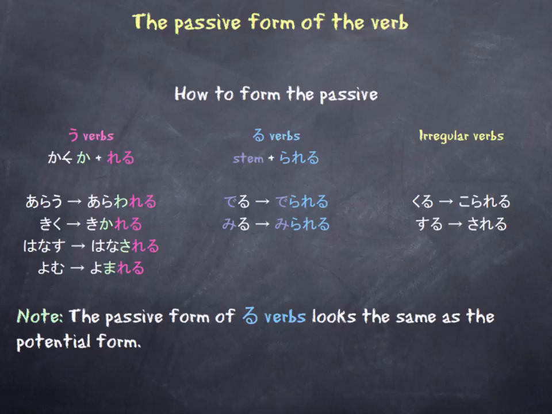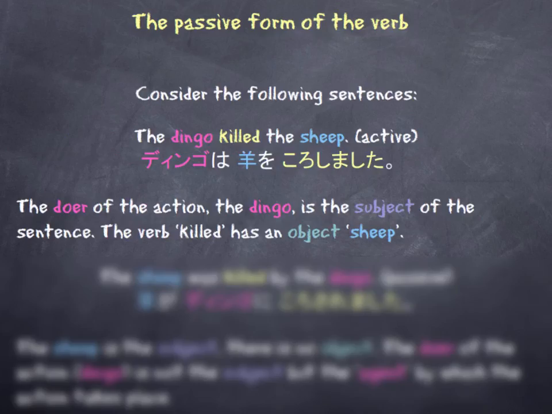If the particle is ga, for example, then we know that the verb is in its potential form. I can do something. Whereas if the particle that comes before the verb is ni, then we've got a pretty good indication that the verb is in its passive form. Now let's look at a few examples of how to use the passive form of the verb.